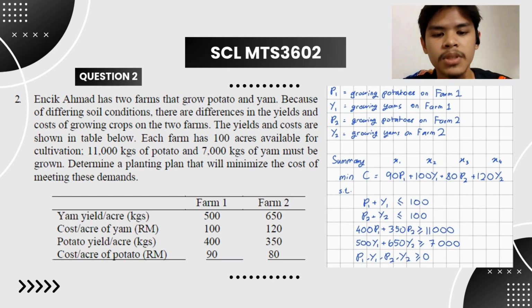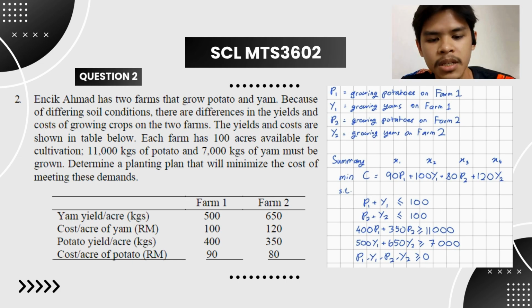90 P1 plus 100 Y1 plus 80 P2 plus 120 Y2, and at the same time the constraints we get are: P1 plus Y1 less than or equal to 100, P2 plus Y2 less than or equal to 100, 400 P1 plus 350 P2 greater than or equal to 11,000, 500 Y1 plus 650 Y2 greater than or equal to 7,000, and P1, Y1, P2, and Y2 are greater than or equal to 0.